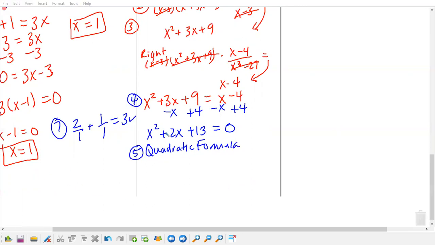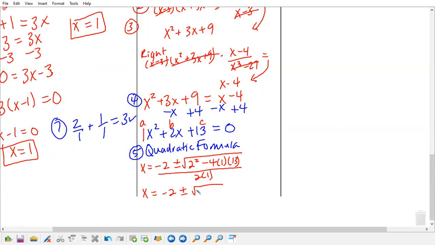So for the quadratic formula, my A is 1, my B is 2, and my C is 13. So we have x equals negative b plus or minus the square root of b squared minus 4ac, divided by 2a. So we end up with x equals negative 2 plus or minus the square root of 4 minus 52, divided by 2. We actually get to stop here.